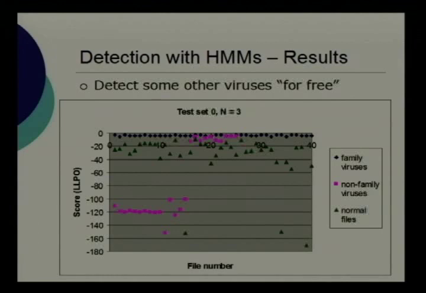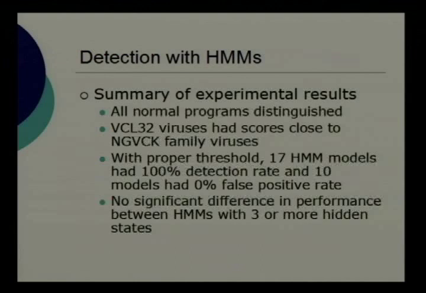So this is a summary of our experimental results. All normal programs can be distinguished by the score alone. And VCL32 viruses scored closer to the ANVIC viruses. If we set the threshold properly, 17 of our models had a 100% detection rate, and 10 models had a 0% false positive rate. And as I explained, we tried different numbers of hidden states. For three or more hidden states, we didn't find any significant difference in performance.